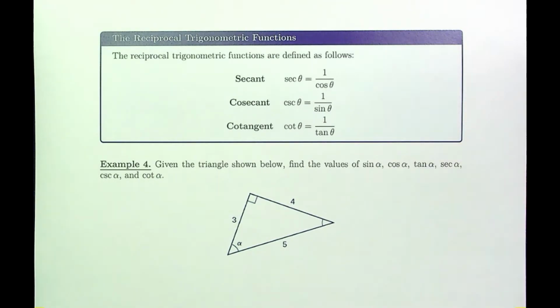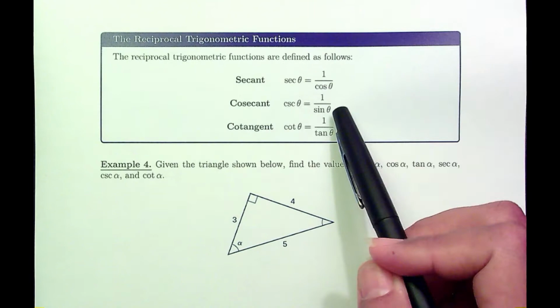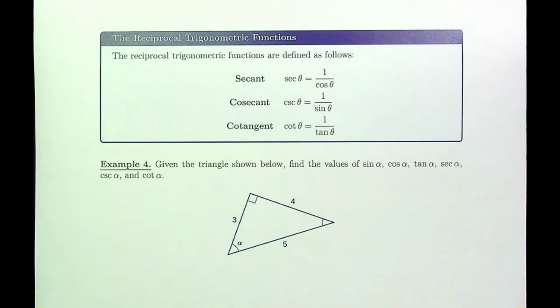Okay, and you have to memorize this. There's no way around that. I'm not giving you these formulas. You have to memorize that the secant is the reciprocal of the cosine, that the cosecant is the reciprocal of the sine, and the cotangent is the reciprocal of the tangent. That the cotangent is the reciprocal of the tangent is really easy to remember.